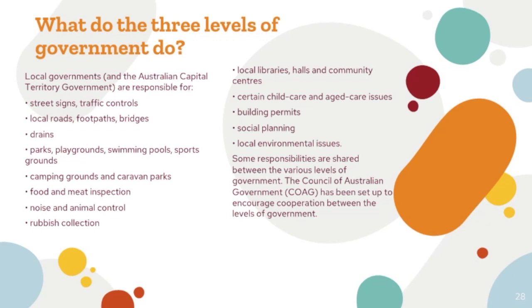bridges, drains, parks, playgrounds, swimming pools, sports grounds, camping grounds and caravan parks, food and meat inspection, noise and animal control, rubbish collection, local libraries, halls and community centres, certain child care and aged care issues, building permits, social planning, and local environmental issues. Some responsibilities are shared between the various levels of government. The Council of Australian Governments (COAG) has been set up to encourage cooperation between the levels of government.